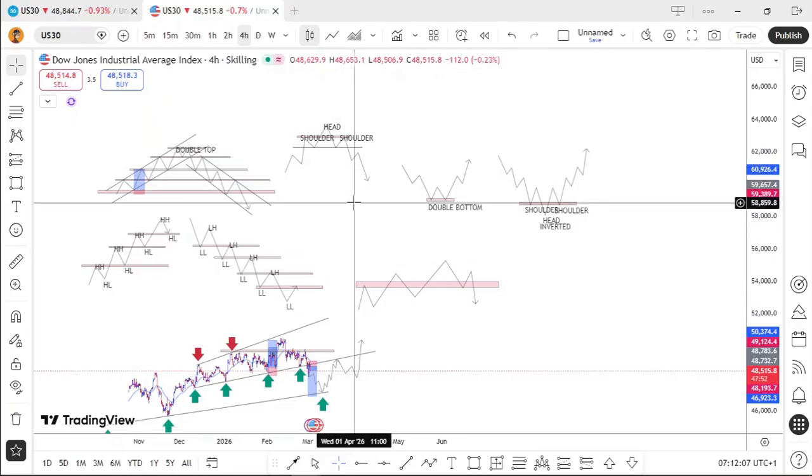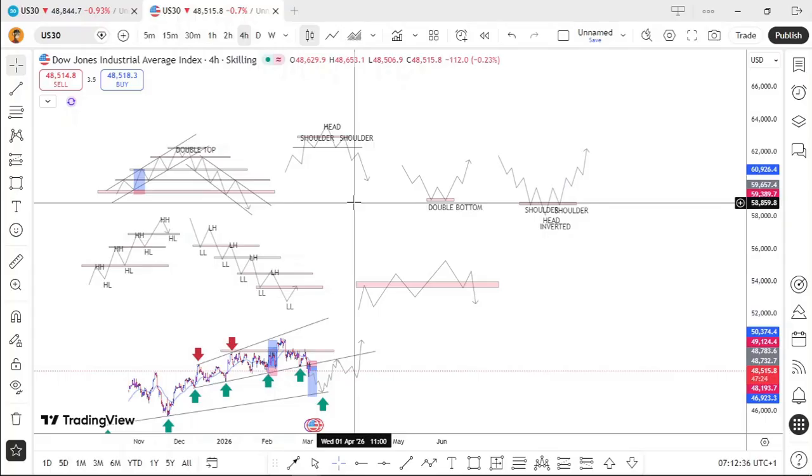So this is what we call market structure. The wave movement that the market is creating is higher highs and higher lows in an uptrend, and lower lows and lower highs in a downtrend. Those are market structure. When we say the structure of something, that's the structure of the market. Those higher highs and higher lows are the structure of the market.